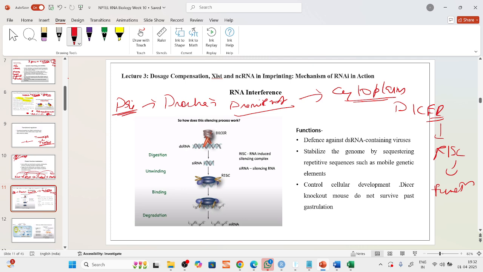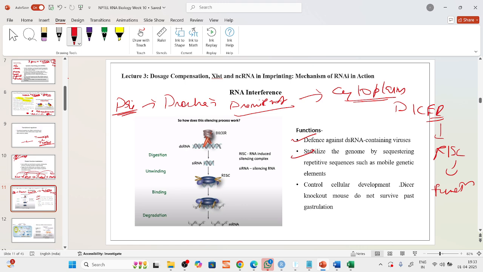So the first function is that it acts as a defense against double-stranded RNA containing viruses. If there is any double-stranded RNA which has a virus, then immediately it has to be stopped so that it does not get expressed. Then it stabilizes the genome by sequestering repetitive sequences such as mobile genetic elements. If the genome has a lot of repetitive sequences, that is also a problem. So it stabilizes the genome by performing the RNA interference activity on certain mobile genetic elements.